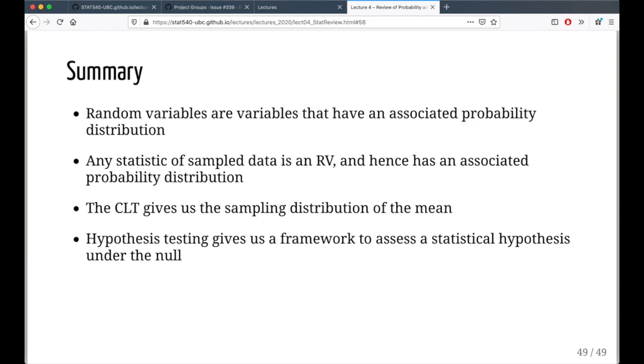So to wrap up this lecture, we covered some basic concepts in probability and statistics. In particular, we learned that random variables are variables that have an associated probability distribution, and that any statistic we compute from sample data is also itself a random variable and has its own probability distribution. And the central limit theorem, or CLT, gives us the form of the sampling distribution of the mean for any population. It does not have to be normal, as long as our sample size is high enough. And finally, hypothesis testing gives us a framework to assess a statistical hypothesis under the null and tell us whether we have evidence to overturn that null hypothesis. And we went over a particular example of a hypothesis test called the t-test.